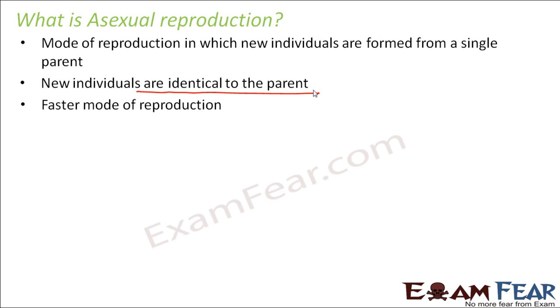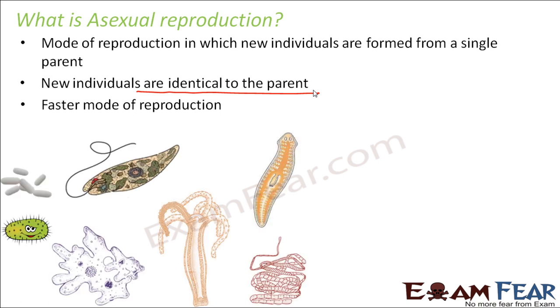It is a faster mode of reproduction. One organism at one time gives rise to hundreds of new organisms. So it is very fast. Examples of organisms where it is seen are mostly unicellular organisms. For example, you see so many organisms on the screen, right? For example, Hydra, this is Hydra. Amoeba, so amoeba is again unicellular.